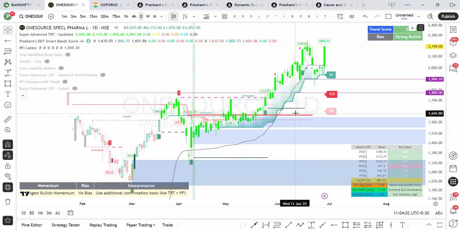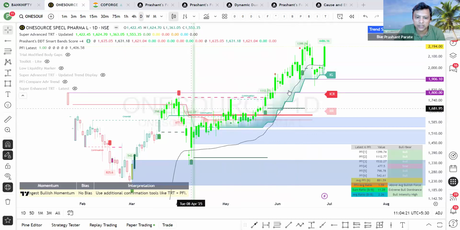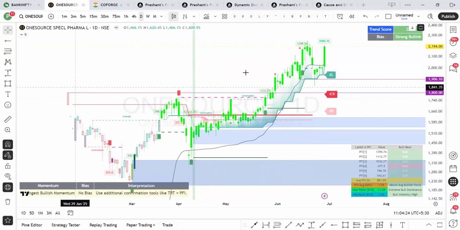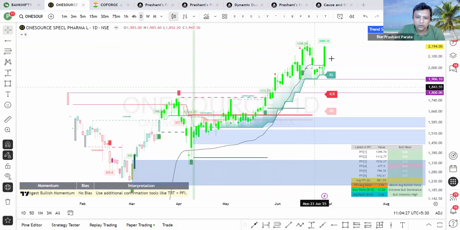The large candle is just before this flattening. They are not climactic candles, the same as in the previous one. So this is not a climactic action, this is just starting. It is a fresh IPO. Okay, it is a breakout, it is going up. So it may come up to this 1800 level. It may come up to the 1800 level.